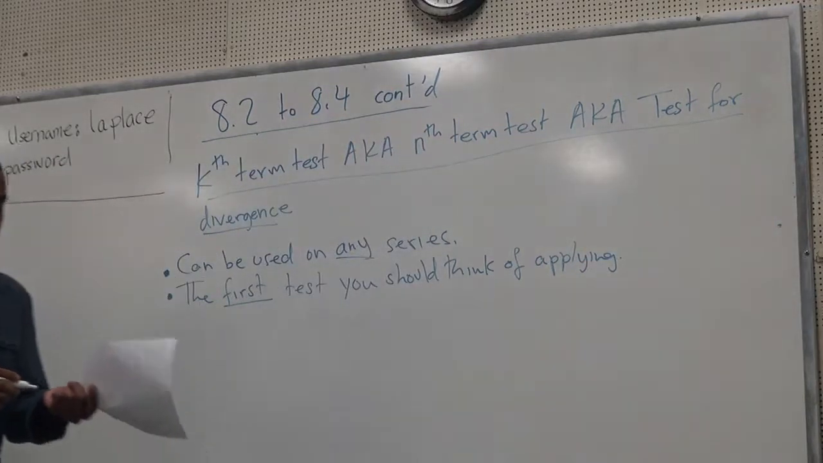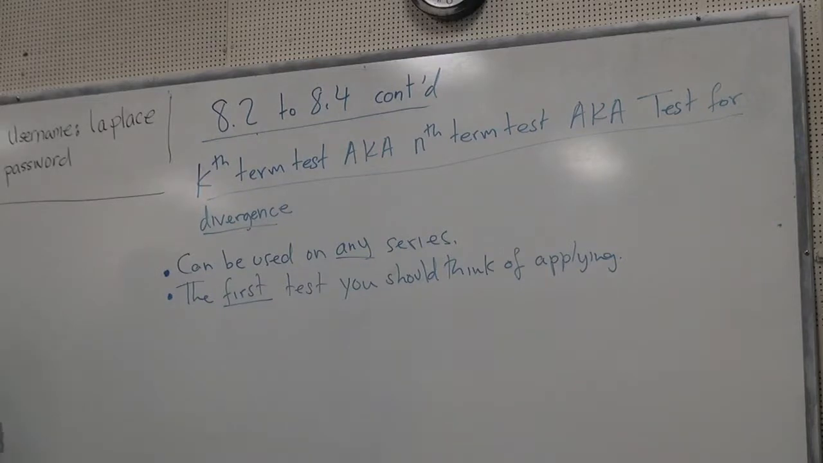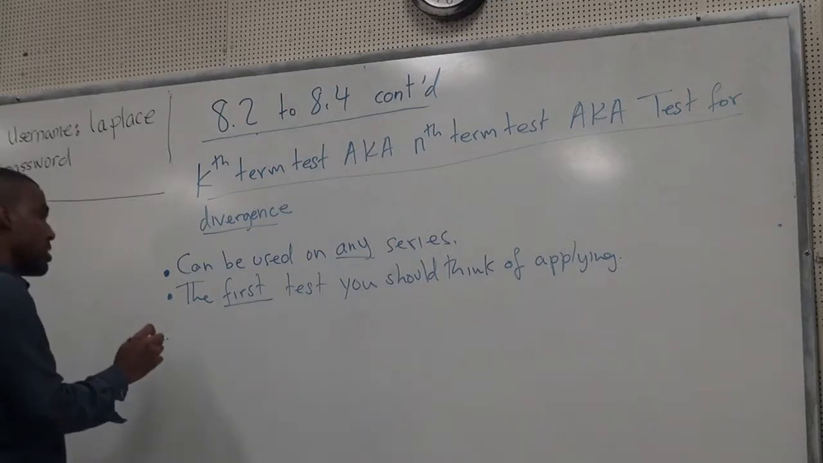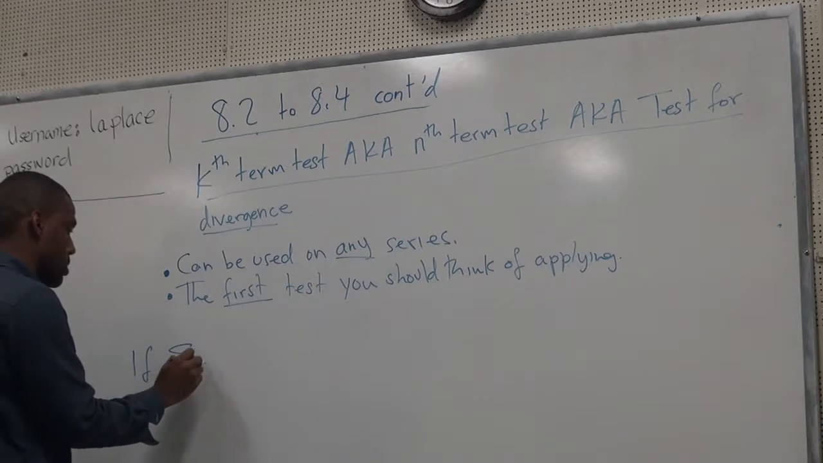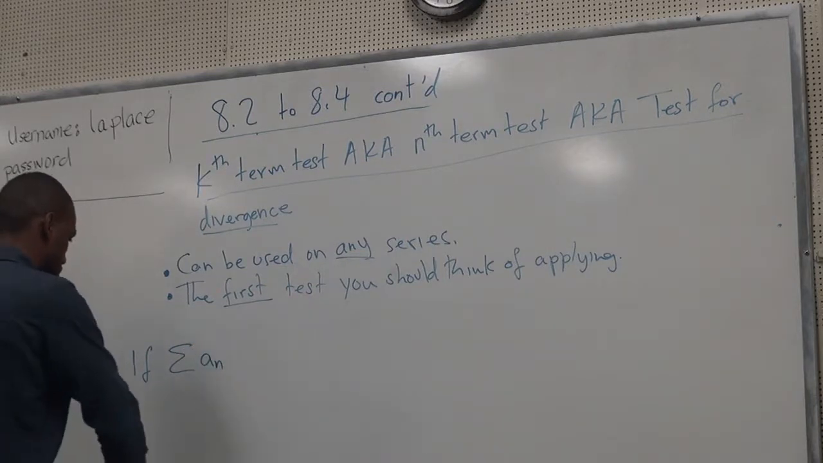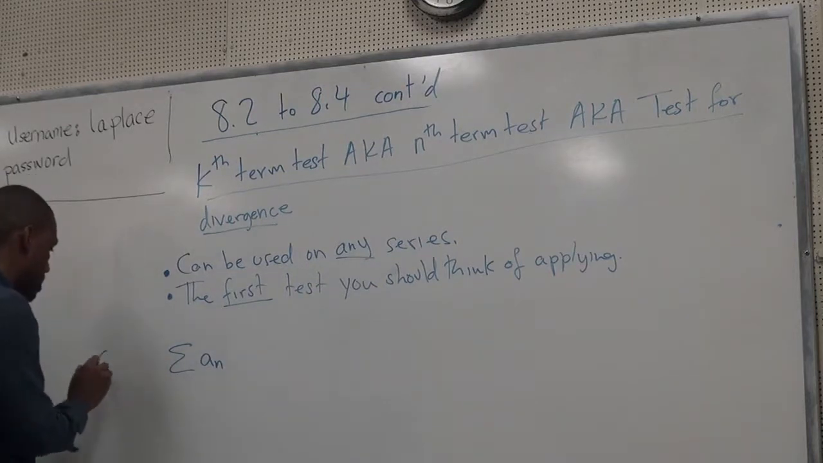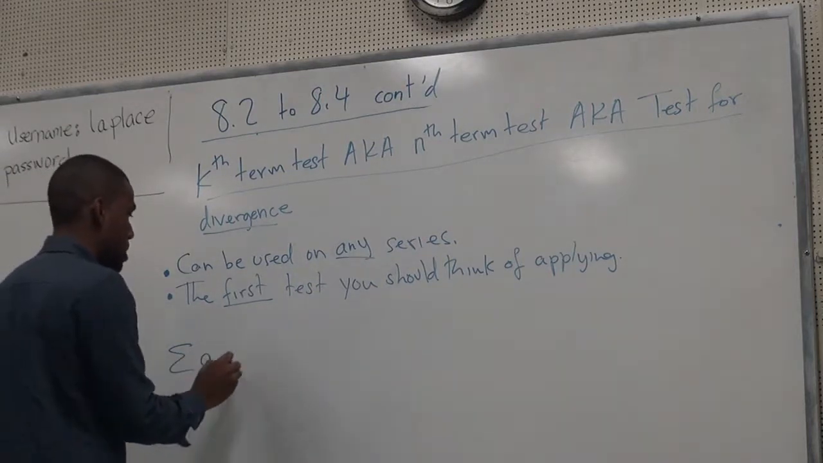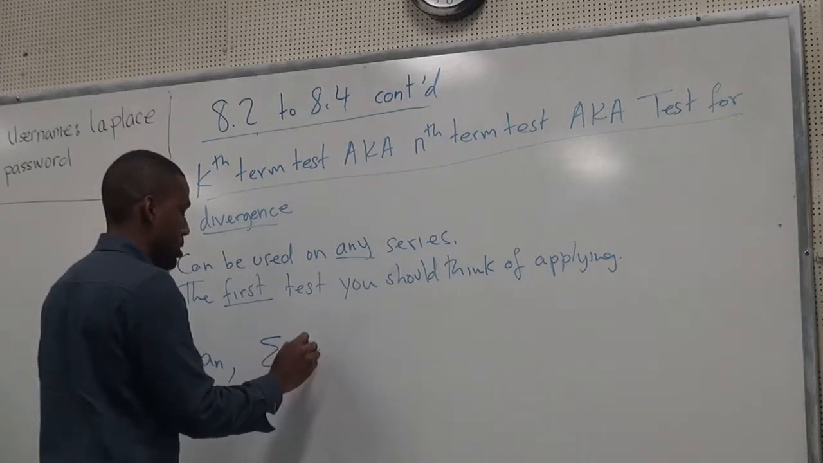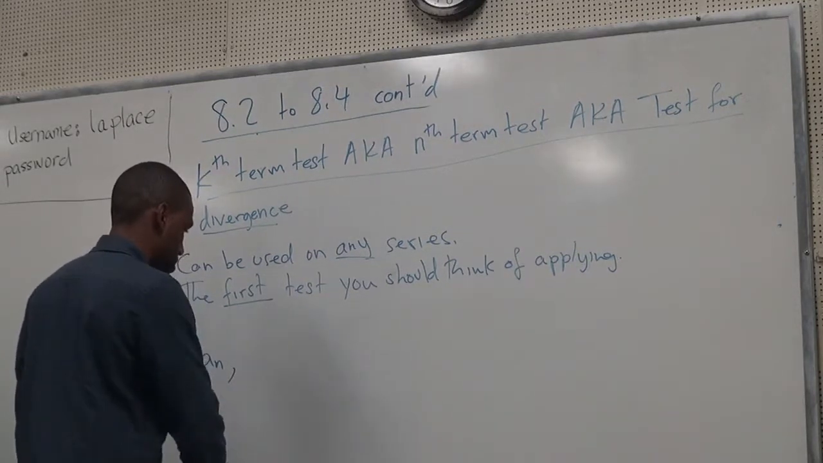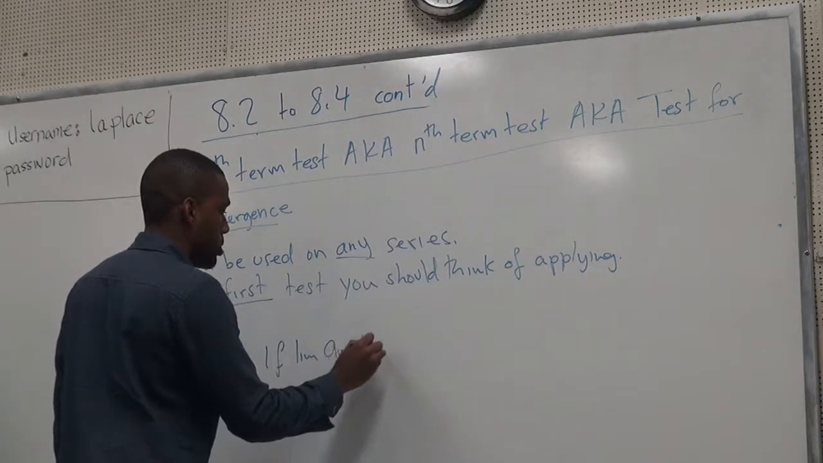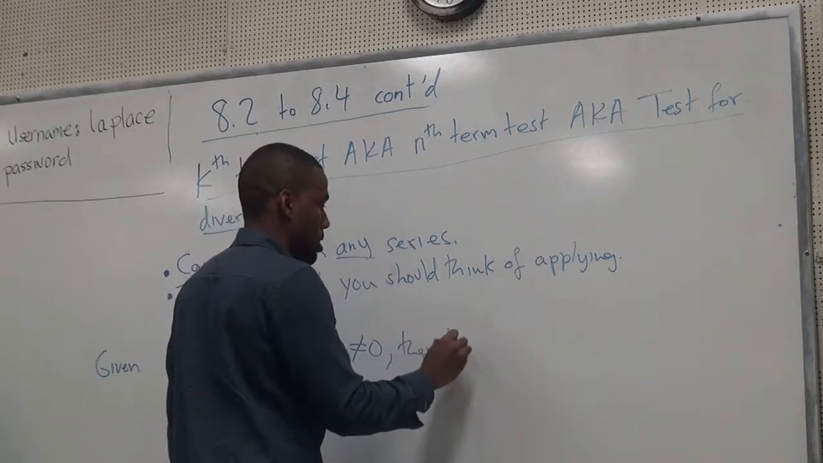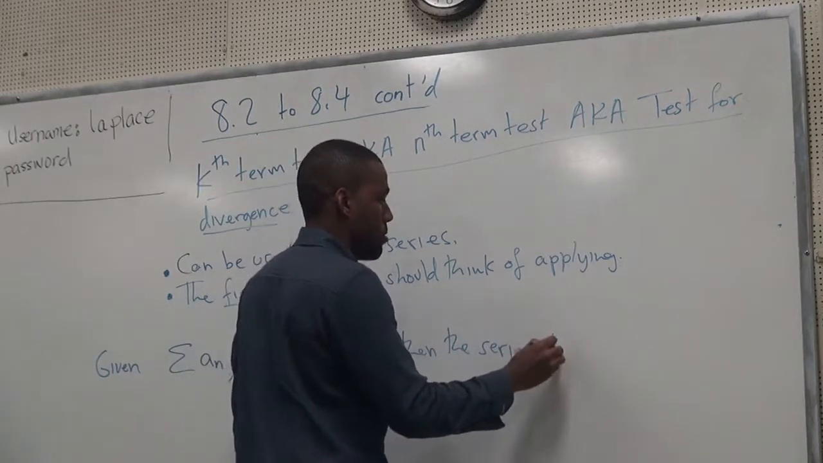The good thing is it's usually easy to see if it would work or not, so it's the first thing you should look for, because it's usually the computationally easiest. So the test says, given the sum of a_n, if the limit of a_n is not equal to 0, then the series diverges.